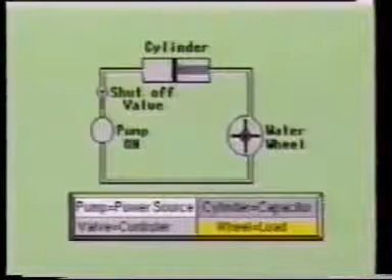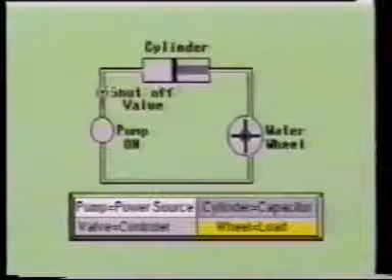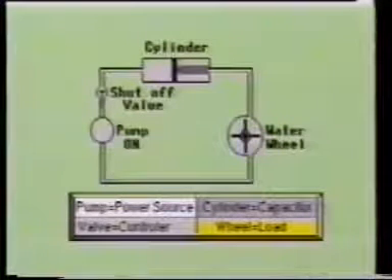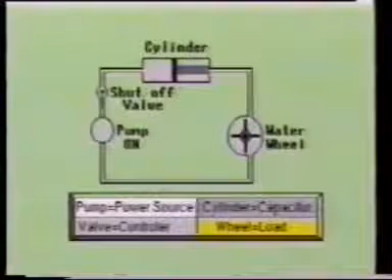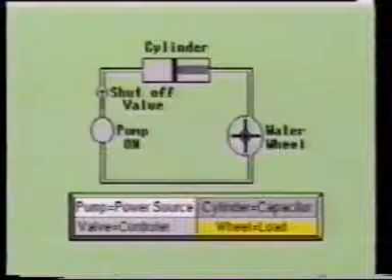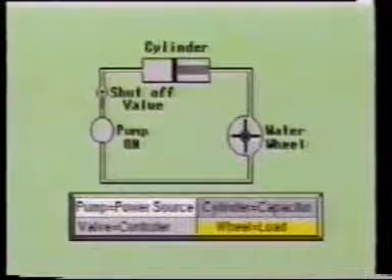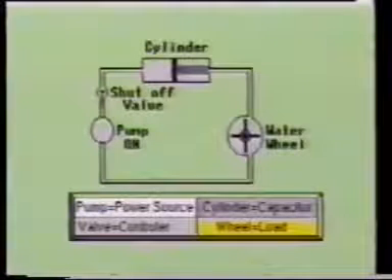To do this, we will use a system containing a pump, a water wheel, a shutoff valve, and a cylinder containing a spring. The pump will represent a power source. The water wheel will represent the load. The shutoff valve is the controlling device, such as a transistor, and the cylinder represents a capacitor.